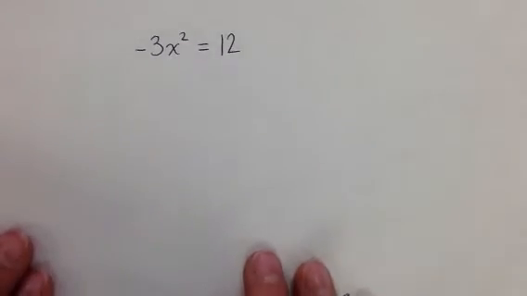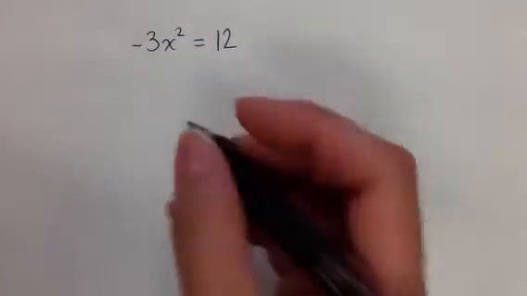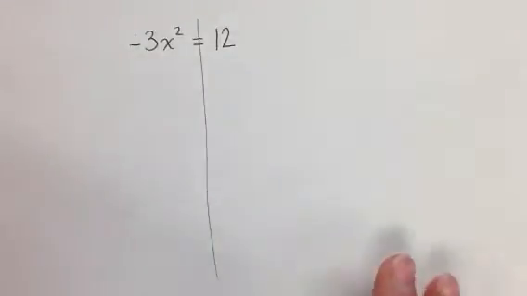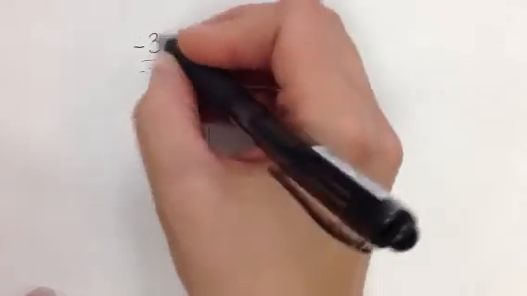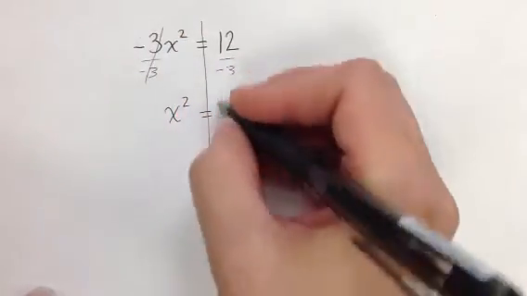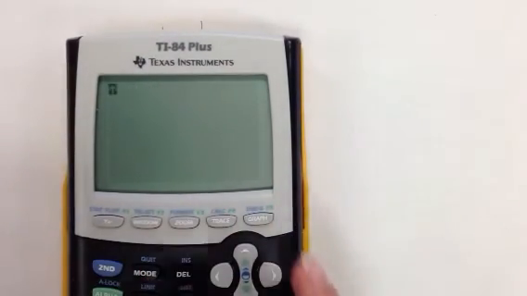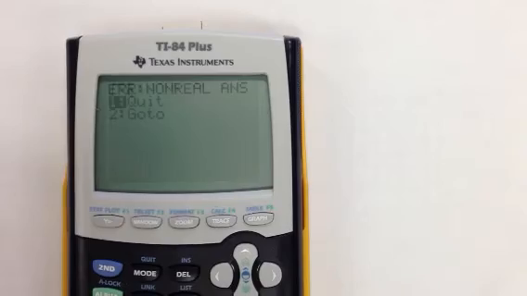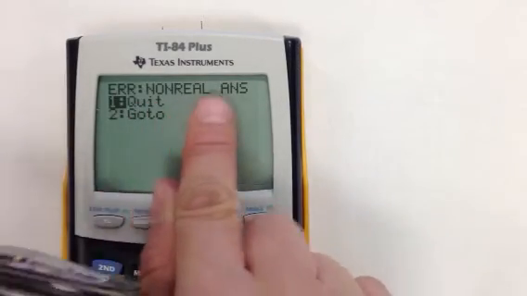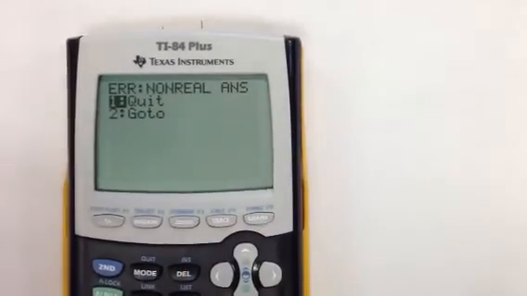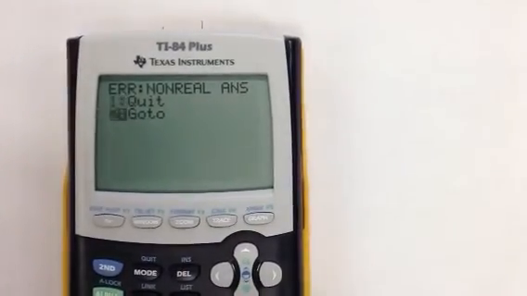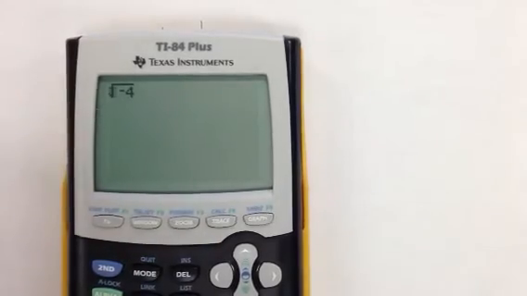Okay. Now I want to show you one example that actually won't get us a solution. Division, you're right. Got to get rid of the negative 3. I get negative 4. Well, when I take the square root of a negative number, my calculator is going to tell me nope. Non-real answer. It's just telling us the square root is an issue. You cannot take the square root of a negative number.